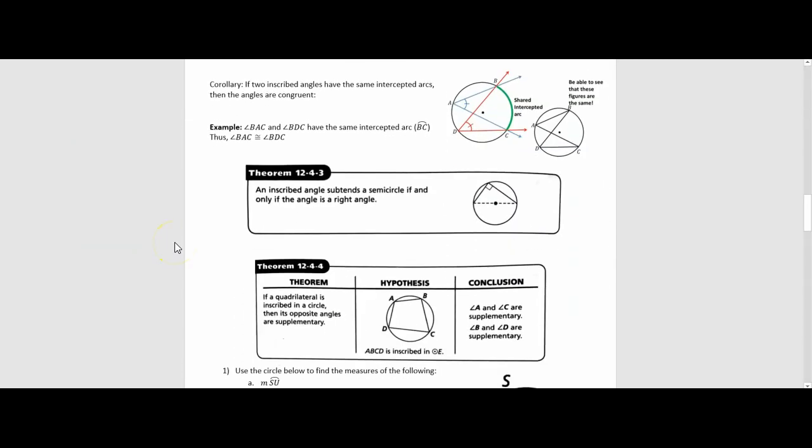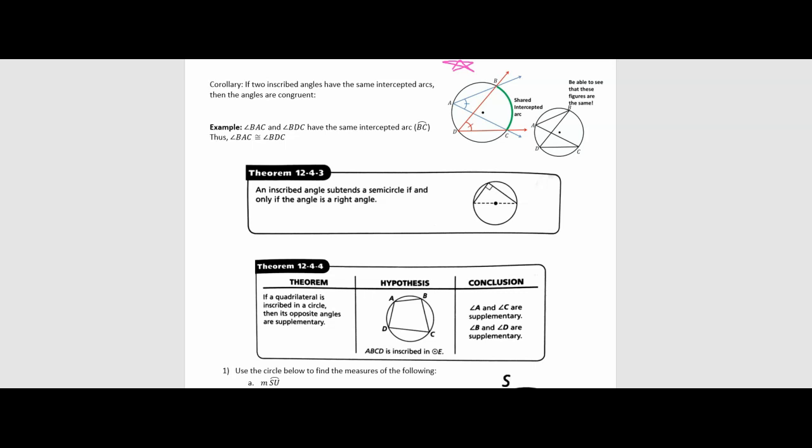So let's take a look at this corollary down here. It says if 2 inscribed angles have the same intercepted arcs, then the angles are congruent. So if we look at the blue and the red intercepted arcs over here, they both share the blue and red angles. They both intercept the circle at arc BC.